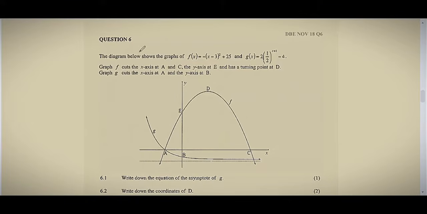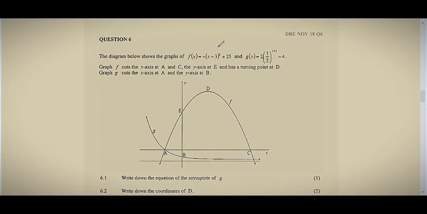So, okay, now let's look at this question, what we are given here. It says question 6, and we are doing it from DBE November 2018. This is your question 6, in case you want to go and check it. The diagram below shows the graph of f(x) = -(x - 3)² + 25, and g(x) = 2(1/2)^(x+1) - 4.